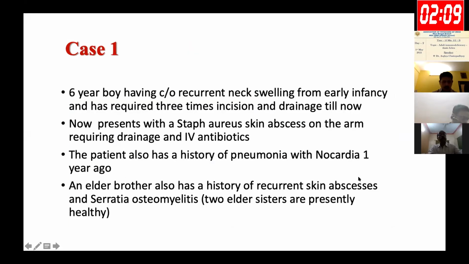Next, I will go through 4 case scenarios because, due to constraint of time, it's very difficult to touch upon all the clinical possibilities. Like this 6-year-old boy having recurrent neck swelling from very early infancy and had 3 times of incision and drainage till now. This time he presented again with staph skin abscesses on the arm, requiring drainage and IV antibiotics. The patient also has a history of pneumonia due to nocardia 1 year ago, and the elder brother also has a history of recurrent skin abscess and serratia osteomyelitis. Two elder sisters are presently healthy.